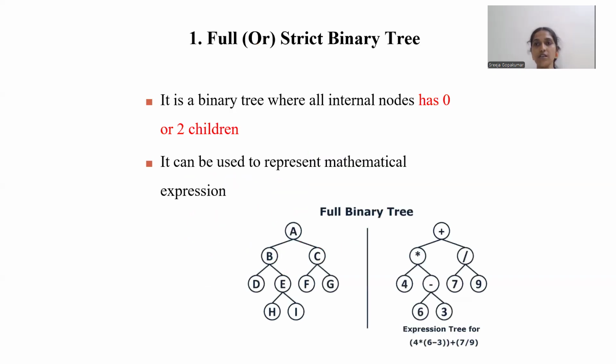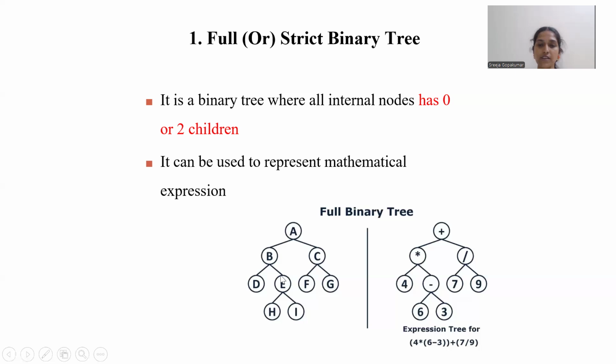The first one is the full or strict binary tree. It is a binary tree where all internal nodes can have either 0 or 2 children. It can be used to represent mathematical expressions also. When I started the PPT, I told you what values a binary tree can hold: either integer values, or a variable, or mathematical expressions also. For a full or strict binary tree, you can see the example here.